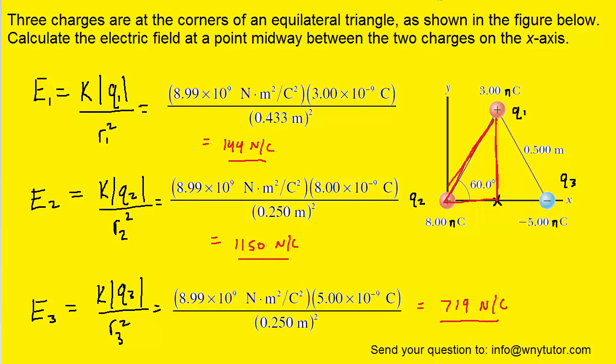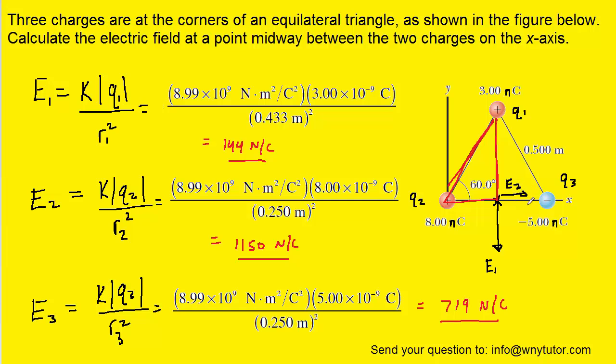What we must next do is consider the direction of these three electric fields. Let's first consider the electric field produced by charge 1. Notice that charge 1 is positive. We know that electric fields will point away from positive charges. So the electric field E1 will be pointing down in the negative y direction. Now consider the electric field produced by charge 2. Again, it points away from the positive charge, and in that case it would be pointing to the right. So E2 would be pointed to the right.